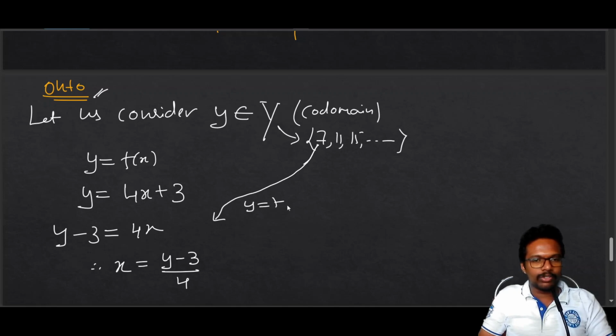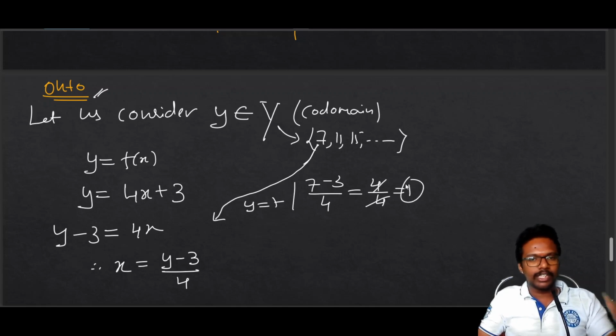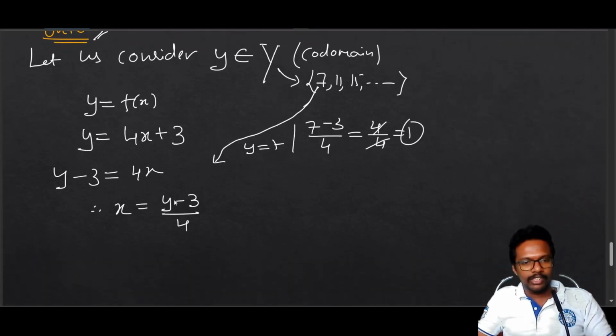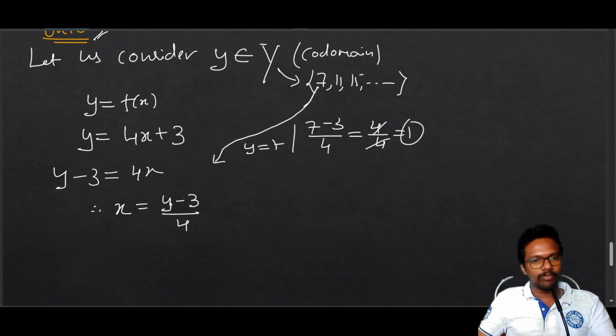If you put y equals 7, it becomes 7 minus 3 divided by 4. In the place of y I have substituted 7 just to verify whether the x value is in the domain or not. So 7 minus 3 is 4, and 4 divided by 4 is 1. So 1 is a natural number. So we are going to get a natural number here. Whatever y value you put, there are only limited y values which came from the 4x plus 3 itself. So if you substitute those y values, definitely this x is going to be in the natural numbers. So x belongs to natural numbers.